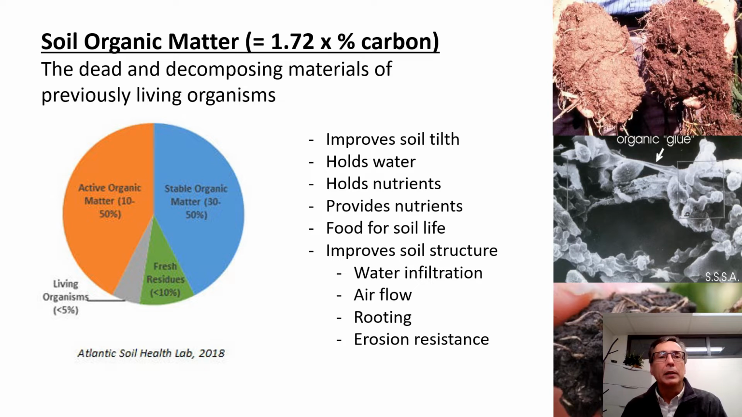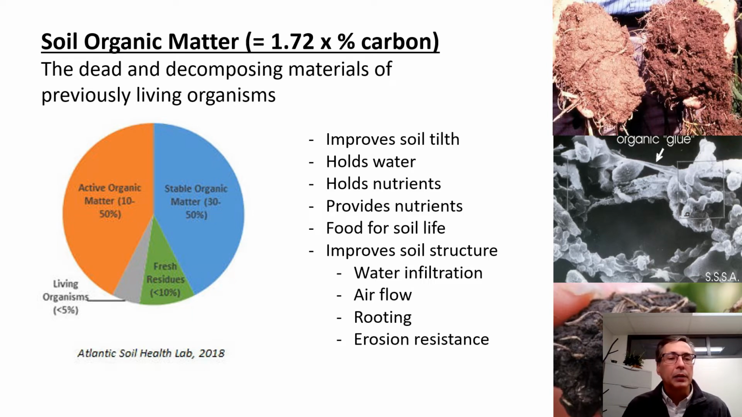When we think about organic matter, this is the dead and decomposing materials of previously living plants, microorganisms, insects, and animals that all died and ultimately ended up in the soil. Soil organic matter equals 1.72 times the percent carbon in the soil. So if you wanted to do a conversion, that would be the conversion factor. Soil organic matter is extremely important because it helps to improve soil tilth, it holds water and nutrients, and it provides nutrients and food for soil life. It also improves soil structure, including water infiltration, airflow, rooting, and erosion resistance.